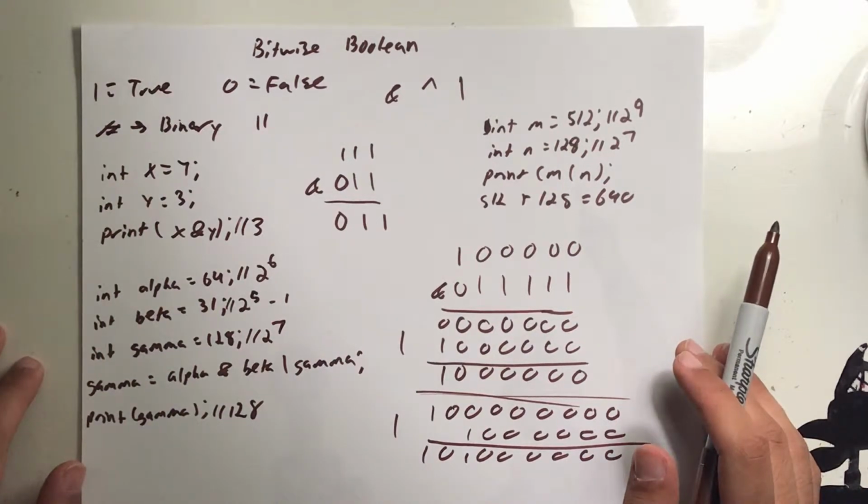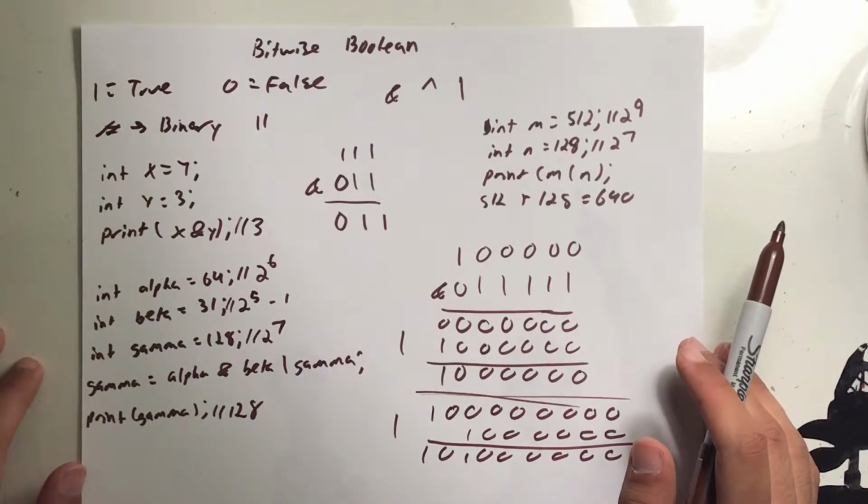And then we'll do one more example, which is pretty cool. And then I'll go over Bitwise NOT.